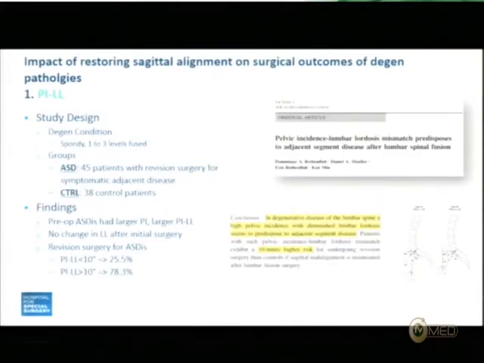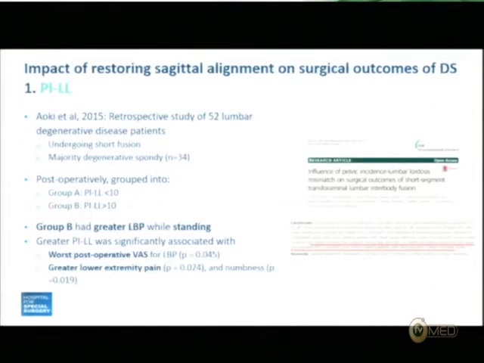I already mentioned this study yesterday, but I think it's a very important study. They demonstrate that after a 1 to 3 level fusion, if you fuse a patient with a mismatch between the lordosis and the pelvic incidence, then you have a 10 times higher risk of the patient requiring a revision surgery for adjacent segment disease. So if you do the fusion, just do it in a proper alignment.